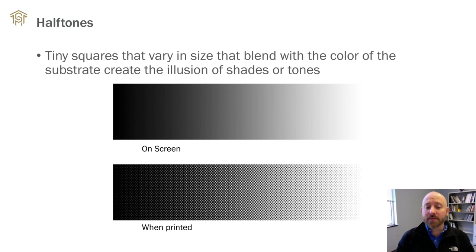So when it's printed, what you see is that we have these dots that grow and shrink in size that reproduce these tones. And when viewed at a distance, it creates an illusion that blends with the color of whatever it's being printed onto, and that simulates in our mind what those shades and tones are. So if you go and you pick up a printed sample of some sort and you look at it with a magnifier, you're going to see these halftone dots.